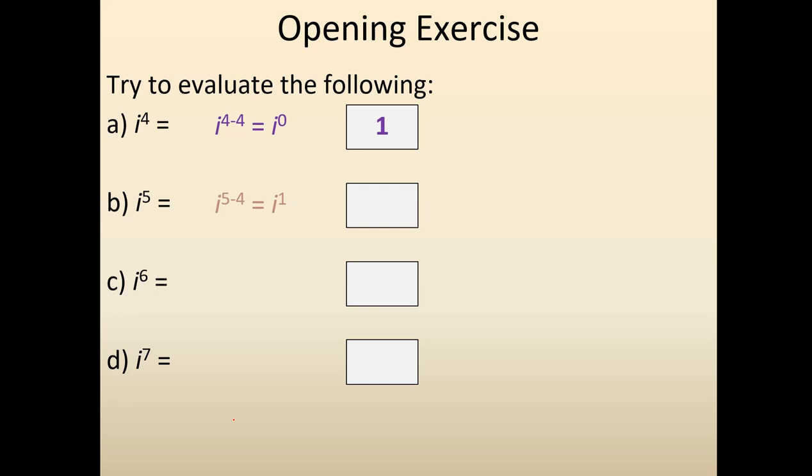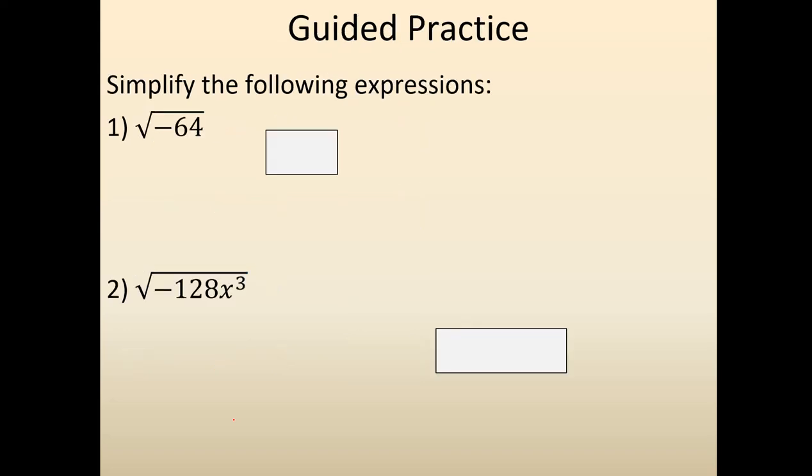Do the same thing for i to the 5th. 5 minus 4 is 1, so that's going to give me i. i to the 6th: 6 minus 4 is 2, that gets me negative 1. And 7 minus 4 is 3, which gets me negative i. All right, so that's pretty much it. And it repeats this cycle over and over, which is why we could just subtract 4 from the exponents to get the numbers. All right, so work on these questions.